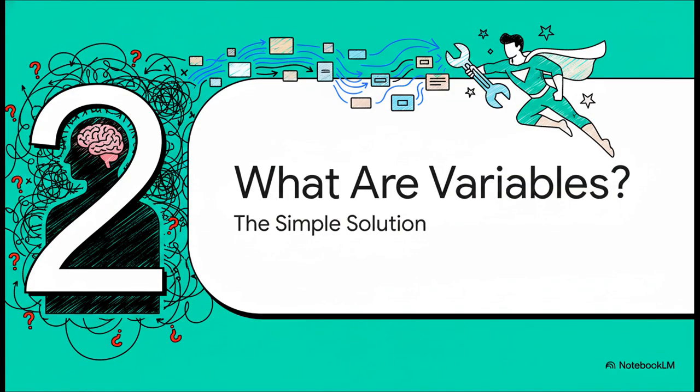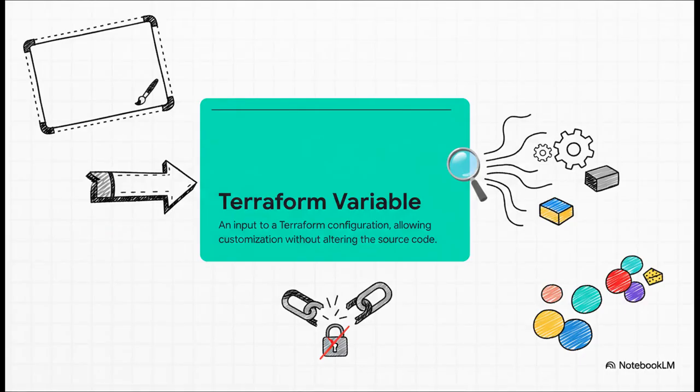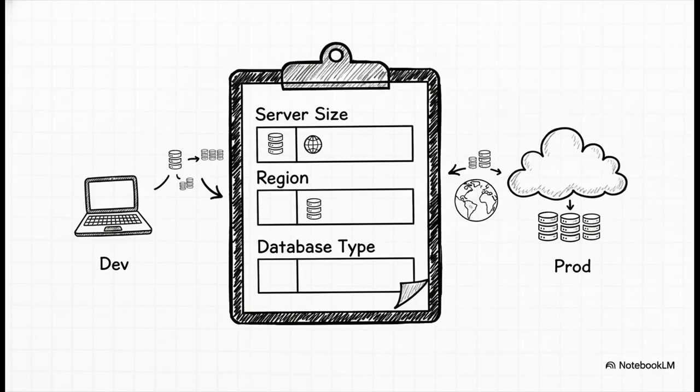So how do we get rid of this headache? Well, that brings us to the real hero of today's story, Terraform variables. They are the elegant, simple solution to this whole messy problem. So what exactly is a Terraform variable? Well, at its core, it's just an input you pass to your configuration. And the most important part of that definition is right at the end: without altering the source code. That's the magic. It lets you create this flexible template one time, and then you can change how it behaves from the outside.